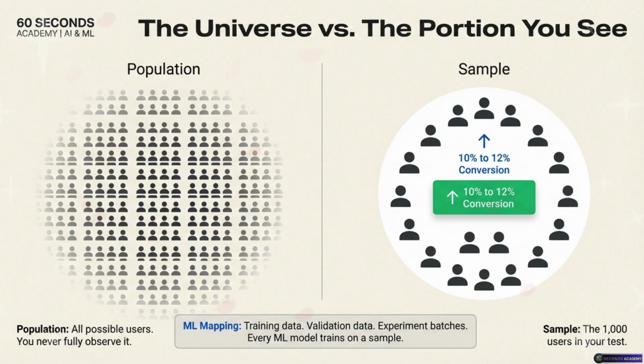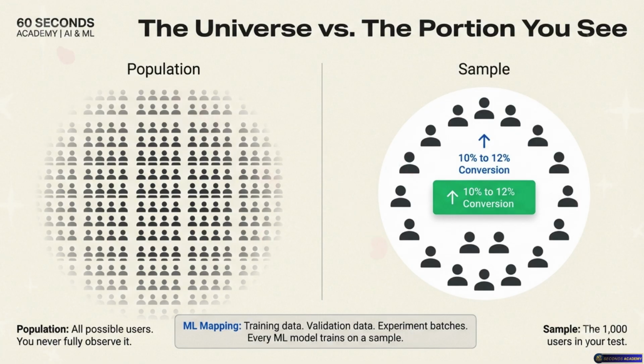Exactly. Because we cannot measure infinity, we are forced to rely on the second concept, the sample. The sample is simply the finite, observable portion of the population that you actually interact with. In this scenario, it's those exact 1,000 users whose sessions were captured during the A/B test window. So to put it in the plainest terms, the sample is a small, manageable subset of a massive, completely unobservable universe.